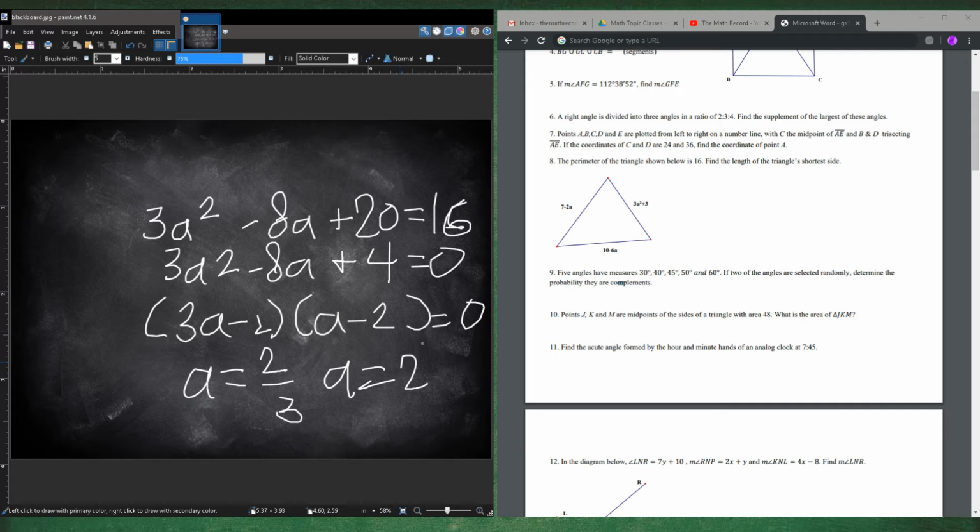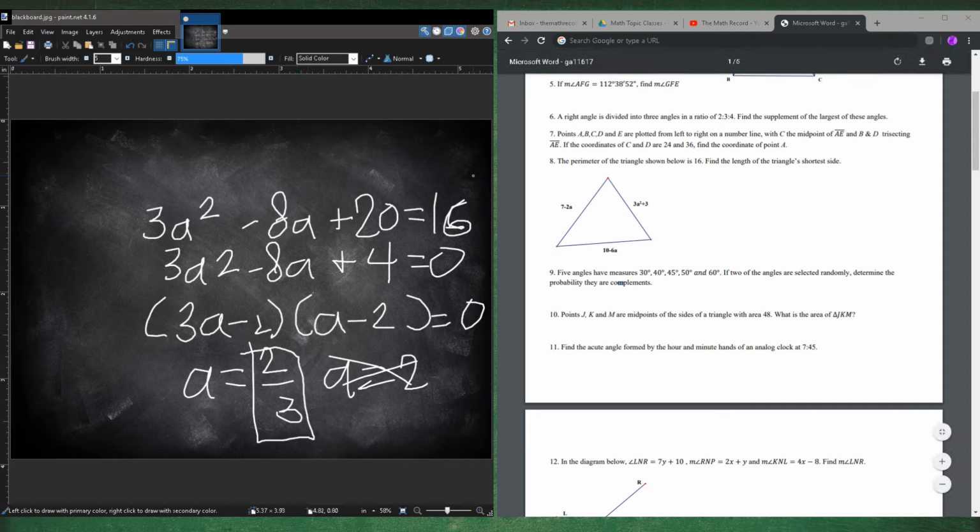So you plug in 2 here, that makes 3. This would be positive because it's just positive overall. Put 2 here, it's not going to work because that's going to make negative 2. So a is not equal to 2. So a is equal to 2/3, basically. So let's plug this into all the values and see what is the smallest.